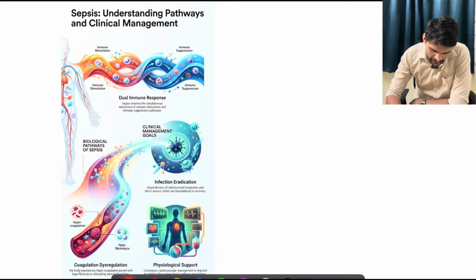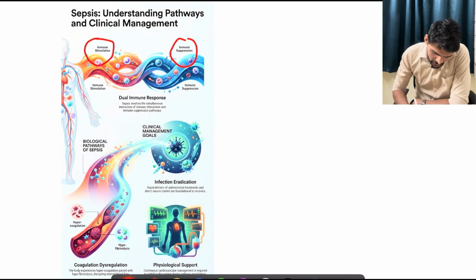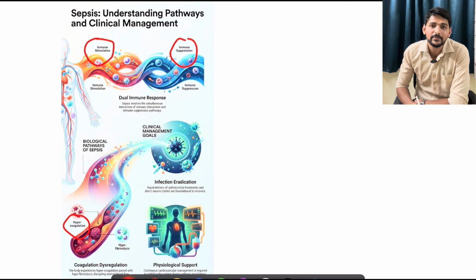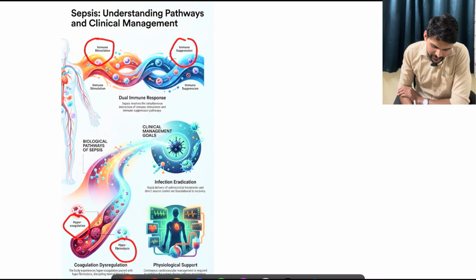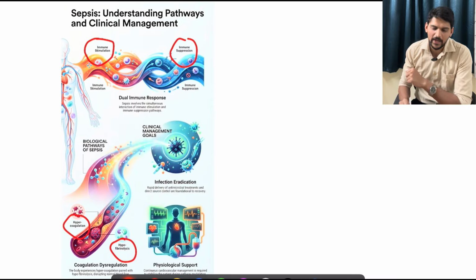That's why if we consider the sequential stages in sepsis, there will be immune hyperstimulation, then there might be immune suppression, along with that there might be coagulation related things like hypercoagulation and hypofibrinolysis. So more of clot formation we will be seeing. So these are some pathophysiological mechanisms which will be happening in sequence with some overlap.